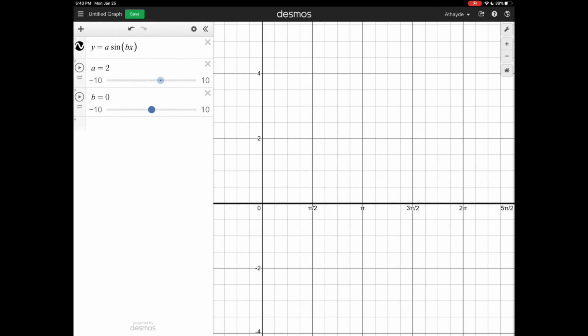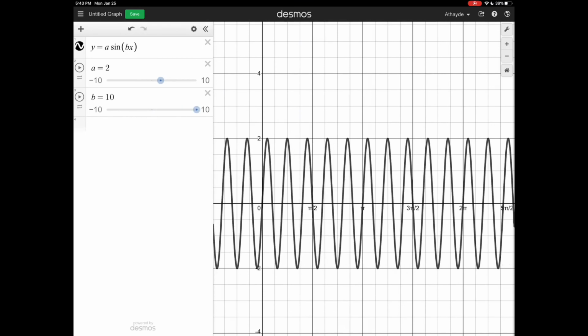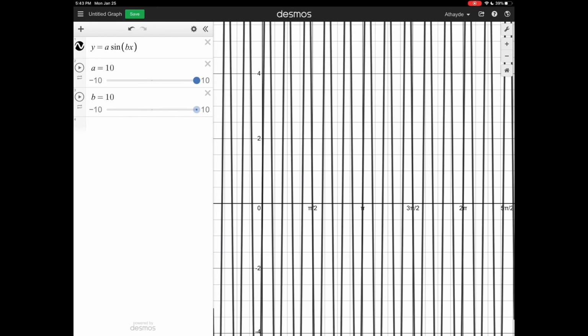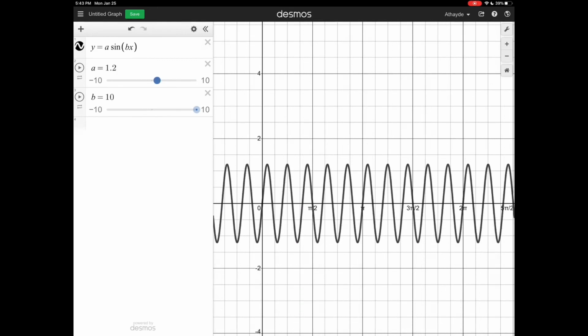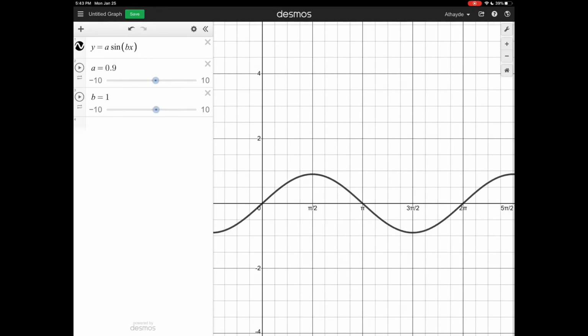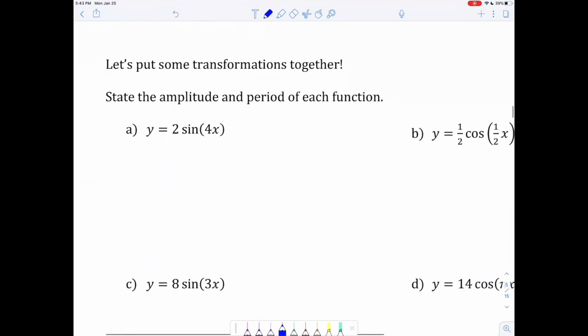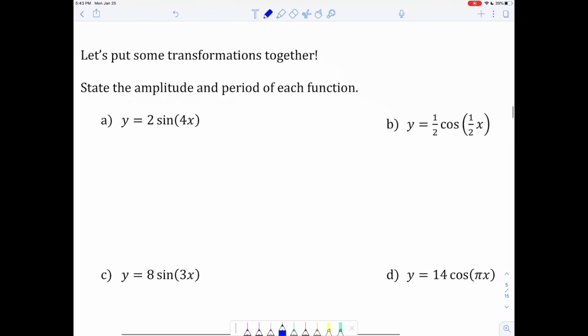And there it goes. There it is. So those are the effects we should be anticipating seeing. You get high b values, you get a big squish. You get high a values, you get real stretched out up-down. So just be aware of what effects those kind of have. Anyways, we're going to put these together on this page. On these ones, you're just going to state the amplitude and period of each function.